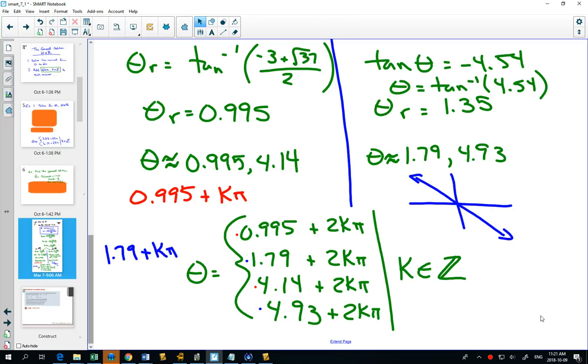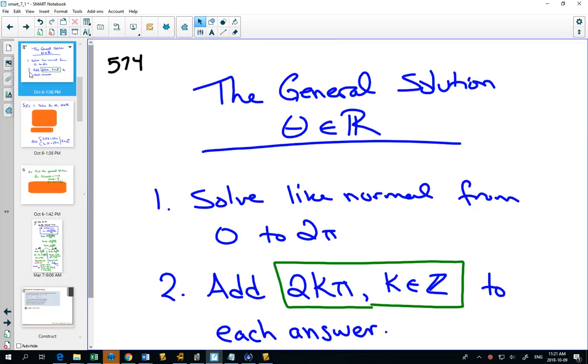So when solving the general solution, to recap, you solve like normal from 0 to 2 pi. Sometimes that means you use your unit circle because you know the reference angle and you don't need your calculator. Sometimes you need to find your reference angle and use the CAST rule to find out what quadrants it's in. Once you've solved from 0 to 2 pi, all the general solution says is you're going to have to add 2k pi, because then you'll list every single coterminal angle with that angle forever. And then you have solved for the entire general solution.